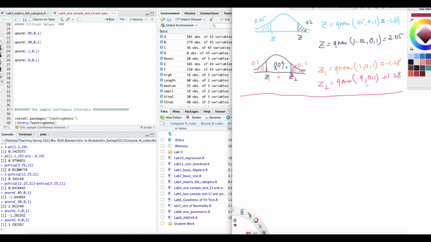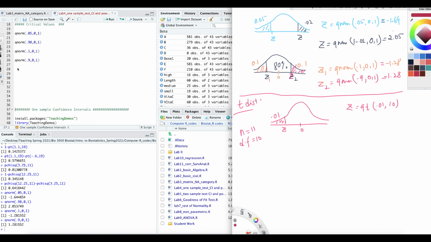Exactly the same technique we use for chi-square and for T. For example, for the T distribution, let's say the left area is 1%, 0.01, and let's say n equals 11. So what is the degrees of freedom? It is 10, right? N minus 1. If you want to find out G, then you do G equals QT. Instead of PT, we use QT because you are asked to find out G. So QT 0.01 and the degrees of freedom is 10.